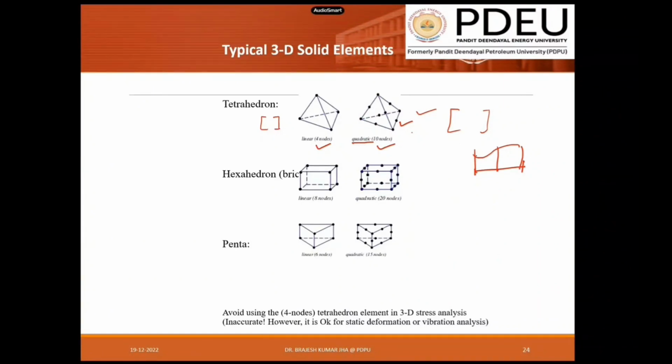So once you have either two linear or one quadratic, again you need to check in which condition you will get the proper solution. The hexahedron brick shape also you can see. Pentagons also you can see. So this is the selection of three-dimensional element according to the geometry, according to the problem that you can take.